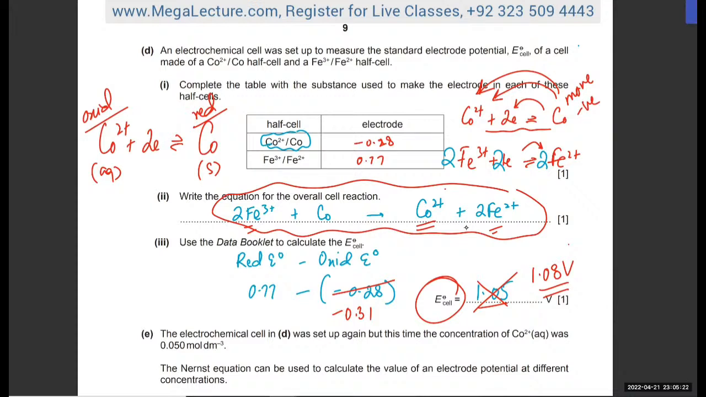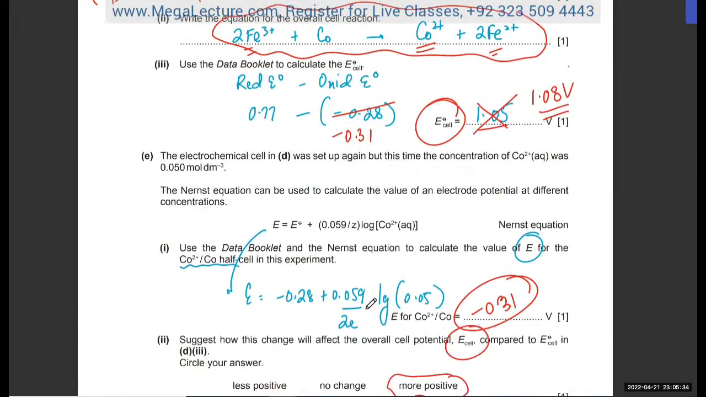So when the equilibrium shifts backward, it becomes more negative. No, but this electrode becomes more negative, not the overall cell. The electrode becomes more negative. We even calculated it: with the decreased concentration, we figured out that it becomes minus 0.31.